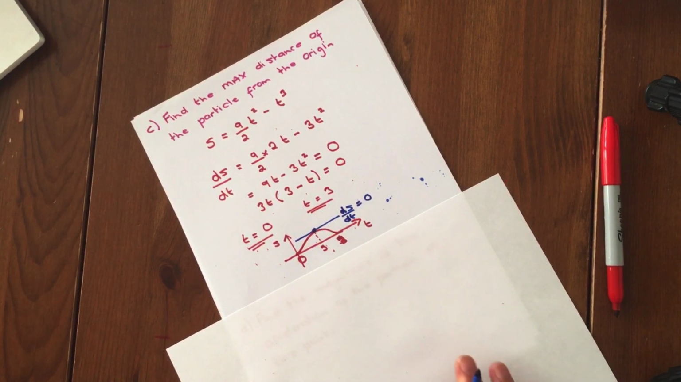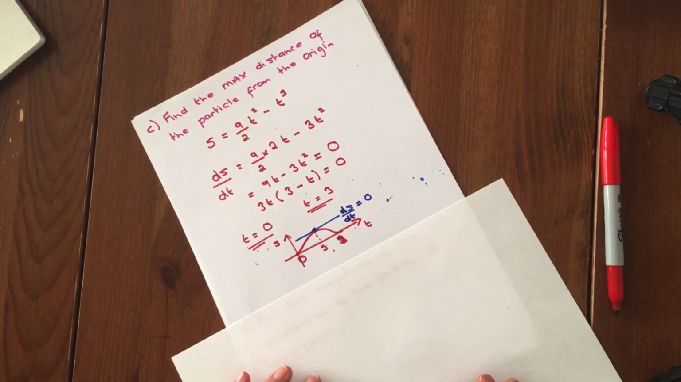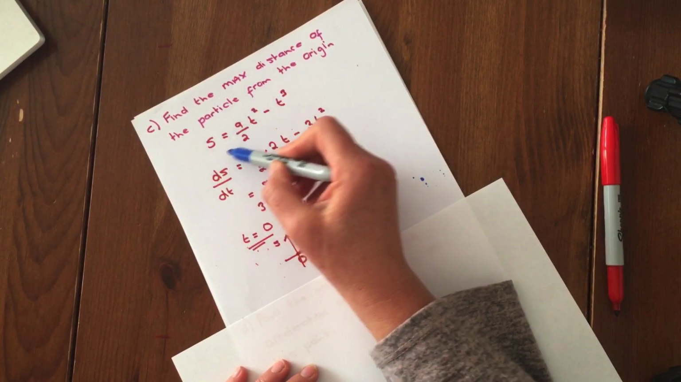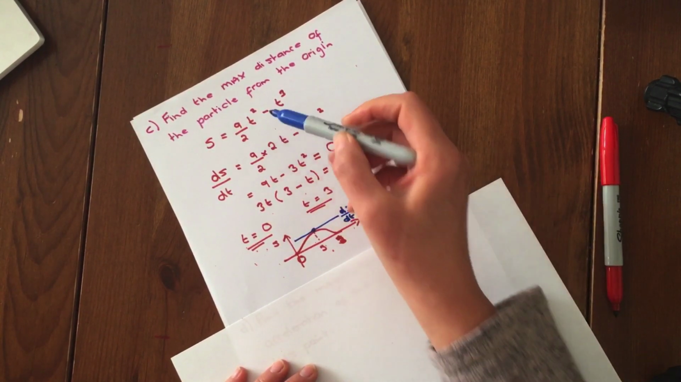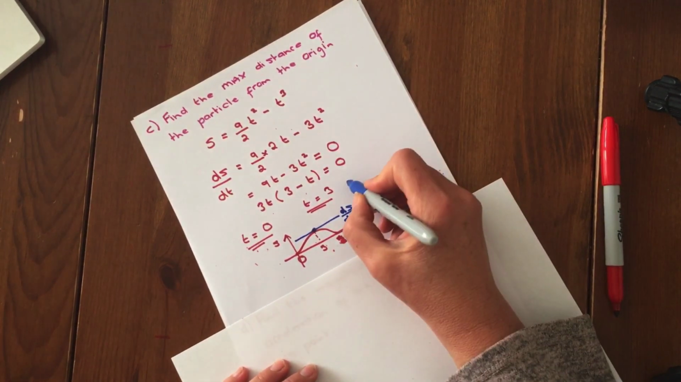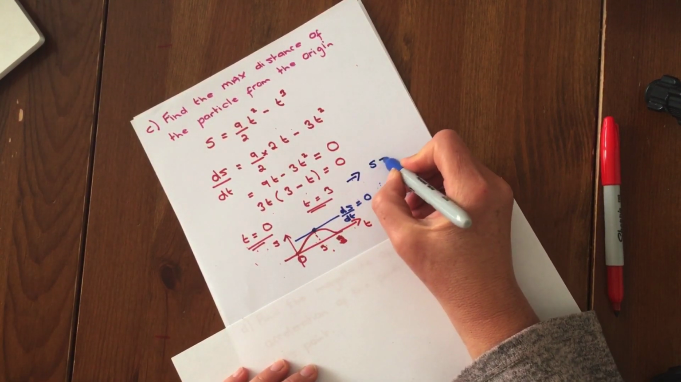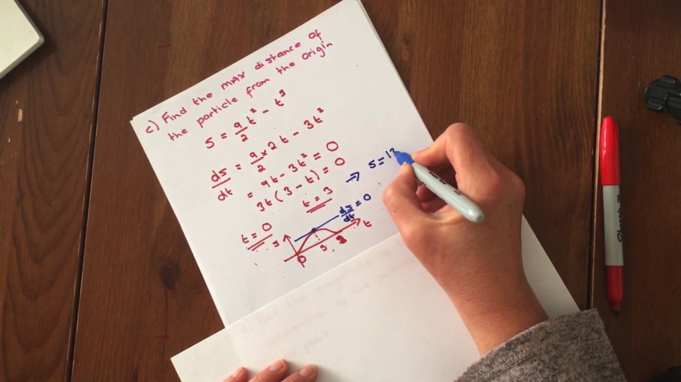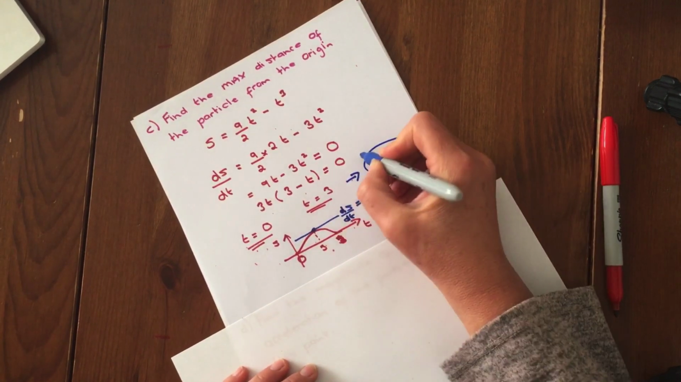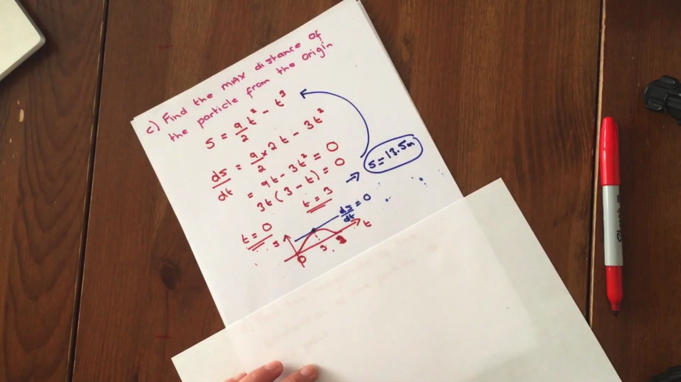So at t equals 3, I have my maximum distance. If I put t equals 3 into this equation here, I will get my maximum distance. So when t equals 3, putting that in, I'll just give you the answer. You should get 13.5 meters. Putting t equals 3 into this equation here.